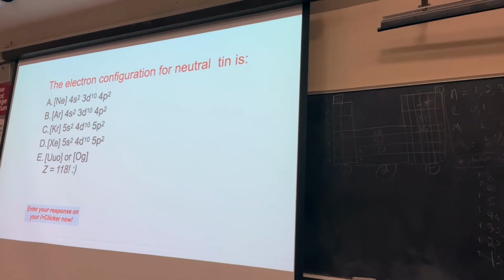Okay. Neutral tin, all right, is an element that you can figure out the electron configuration for. The symbol for tin is Sn. See if you can figure out which of these would be the correct electron configuration for tin.